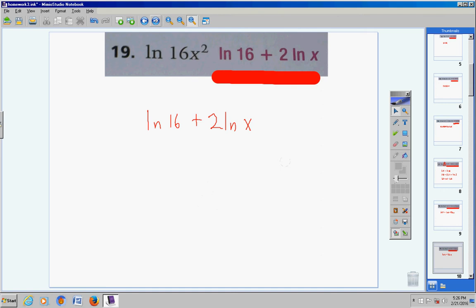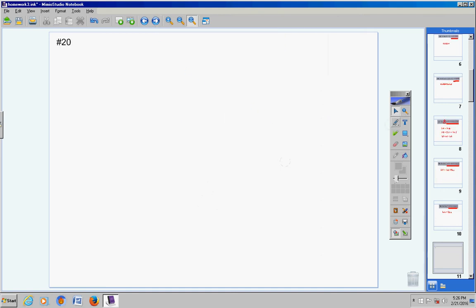Number 20. Now number 20 I added after I made the assignment. So I've got to copy that down for you.